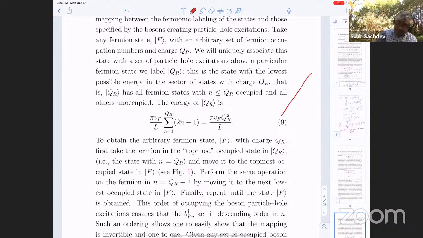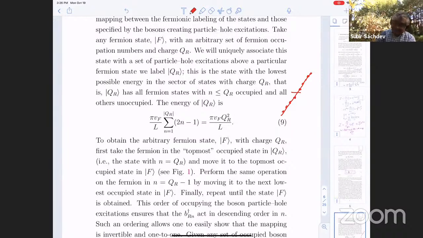So basically, here's your Fermi level. These are the occupied states. And if you have charge Q, well, you occupy the first 3 states. Or if you occupy charge 5, you occupy the first 5 states. So the energy of a charge Q state is the sum of the first Q odd numbers, which, as you know, is just the square.